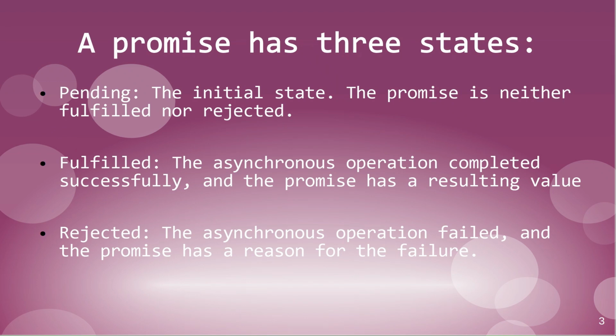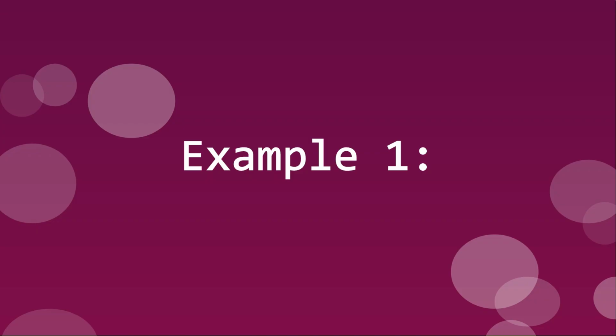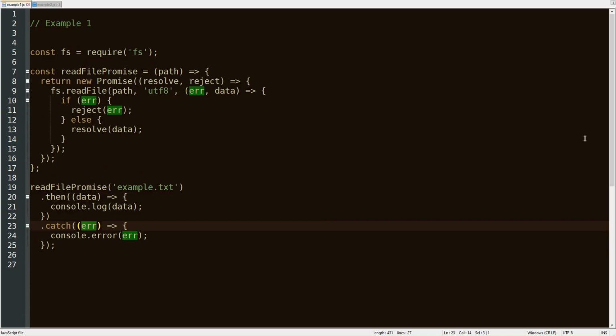Now, let's look at a few examples of how to use promises in Node.js. Example 1. Suppose we want to read the contents of a file asynchronously. We can use the fs module to do this. Here's how we can read a file using promises.